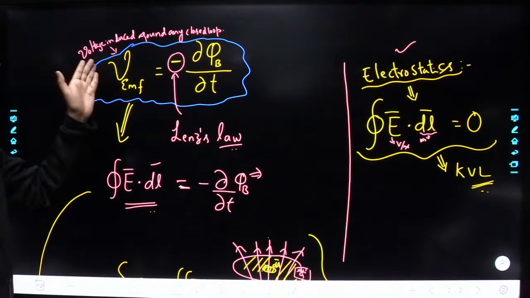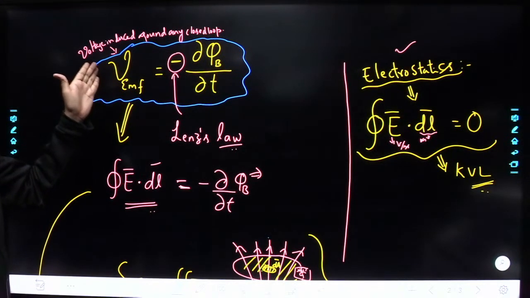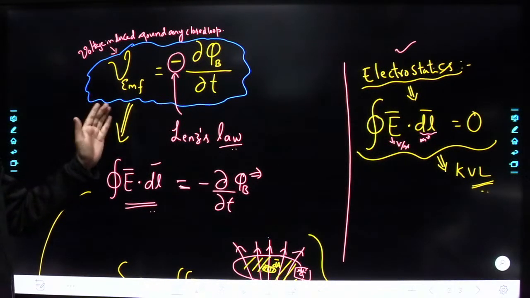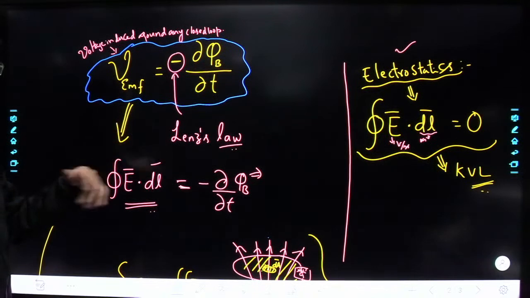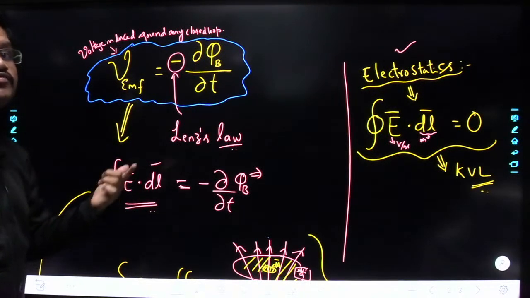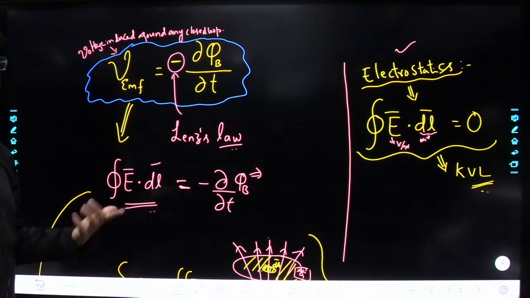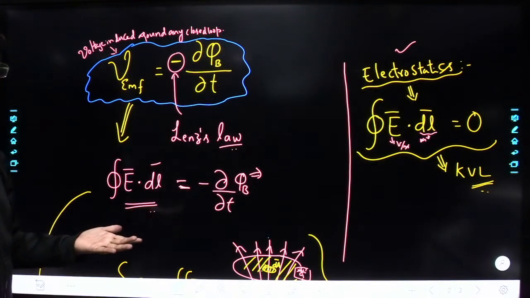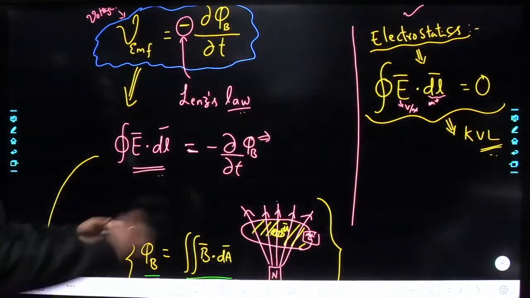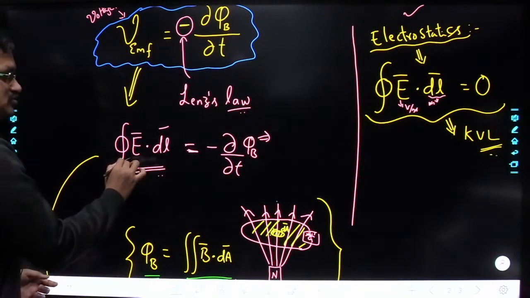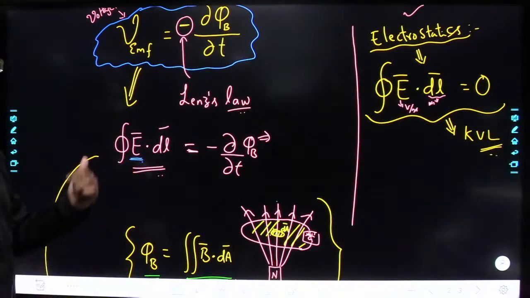Understood? So from where are we getting the EMF? EMF is nothing but the voltage induced around the closed loop. And we can represent that voltage in terms of the electric field. Without an electric field there is no voltage here, right? So this induced EMF we can represent in terms of the electric field in this manner.